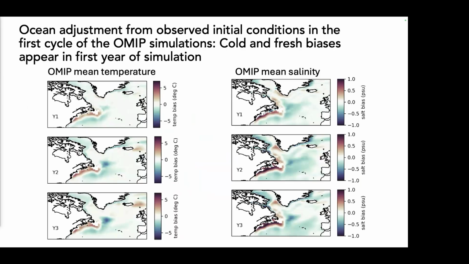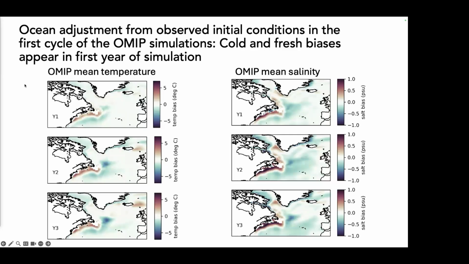So the nice thing about the OMIP simulations is that we've got those 5 cycles I told you about, where you start from an observations-based initial condition, and then you let all the different models spin up in their own way. So you can take a look at that first cycle and then see how these biases develop.